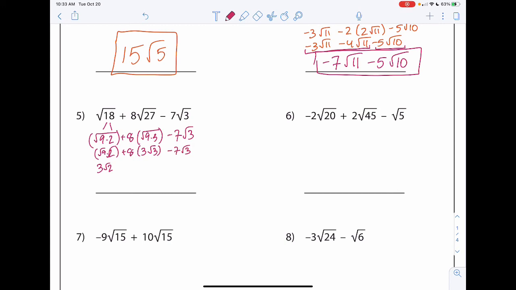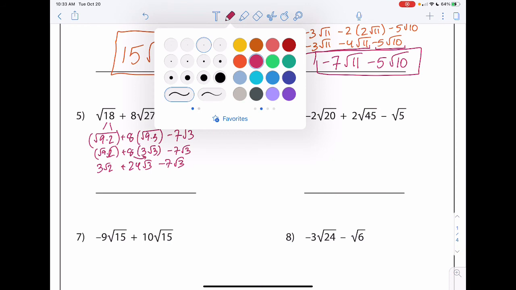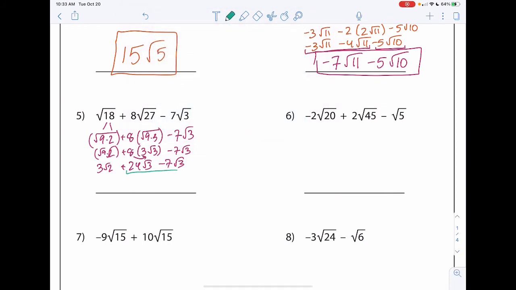So I can rewrite this as 3 radical 2 plus 24 radical 3, because I multiplied 8 times 3, minus 7 radical 3. Now again, I see that these radical 3's combine, but this radical 2 does not. So it's going to be 3 radical 2 plus 24 minus 7, which is 17 radical 3.